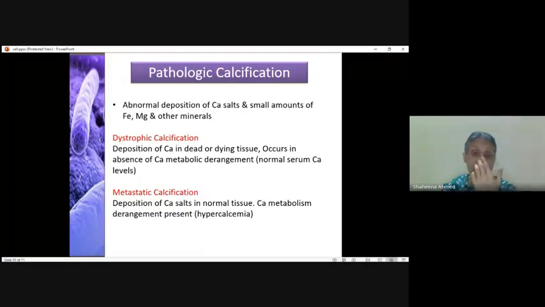Now, dystrophic calcification and metastatic calcification, these are abnormal depositions of calcium salts within our tissues. In dystrophic calcification, there is deposition of calcium in dead or dying tissue. And in this, calcium levels and calcium metabolism are absolutely normal. In metastatic calcification, the calcium metabolism is deranged. Normal calcium levels are high. You will find hypercalcemia.